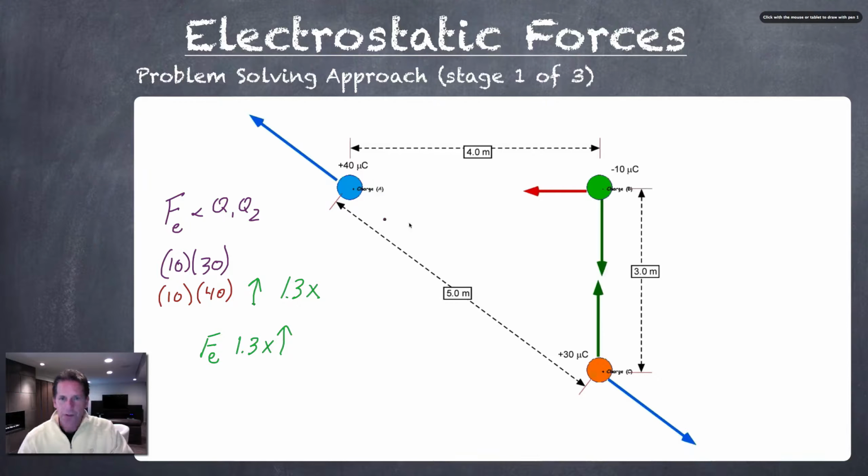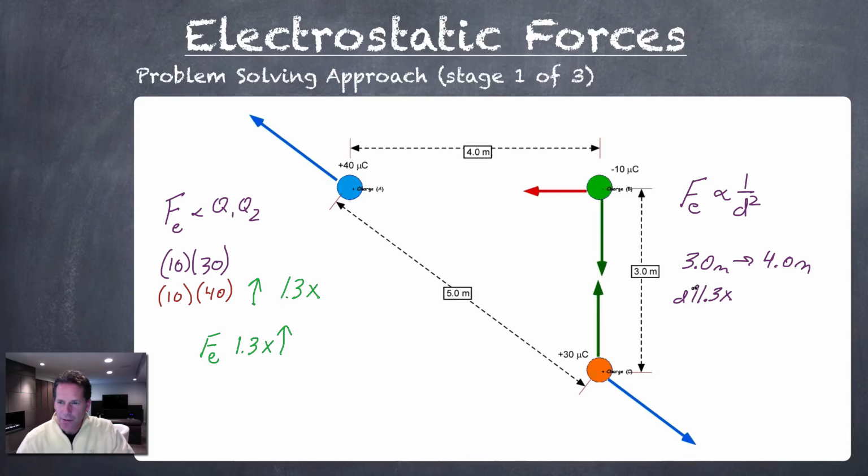All right, second option, as we did before, we need to look at the impact on the electric force of the distance change between the two. So electric force is inversely proportional to the square of the distance. In the first scenario, the two charges were 3.0 meters apart. And then in the second scenario, they were 4.0 meters apart.